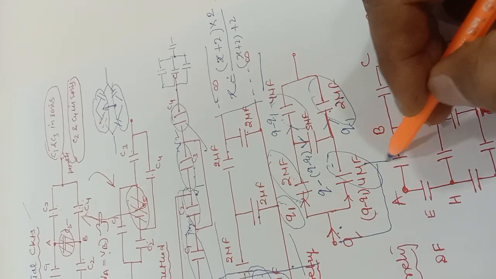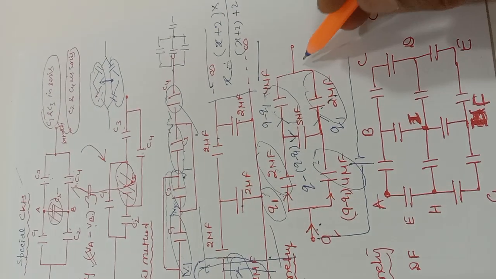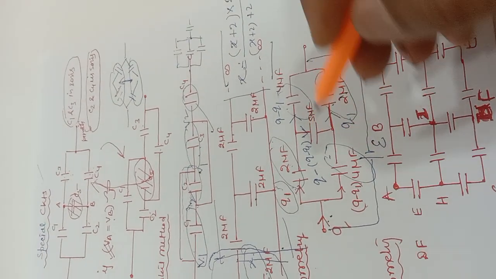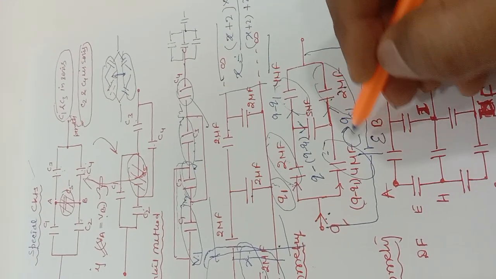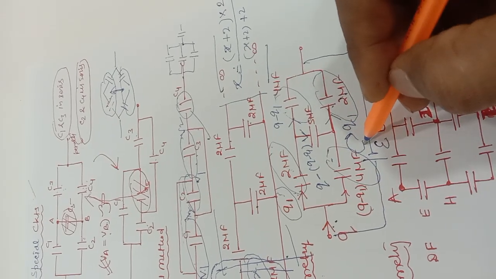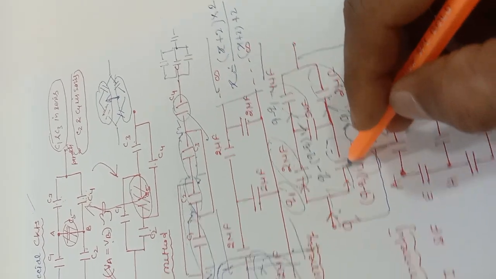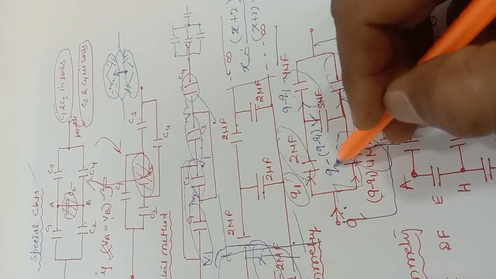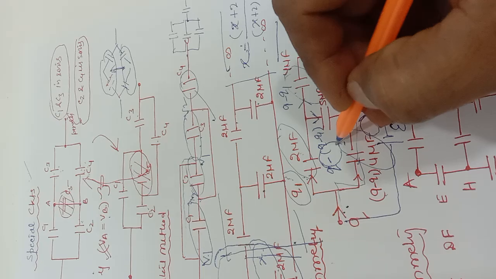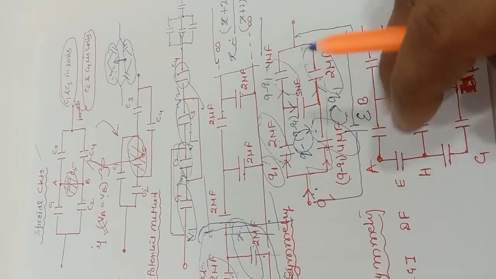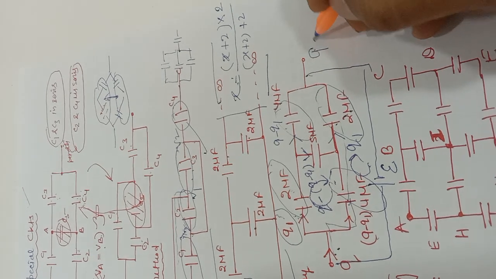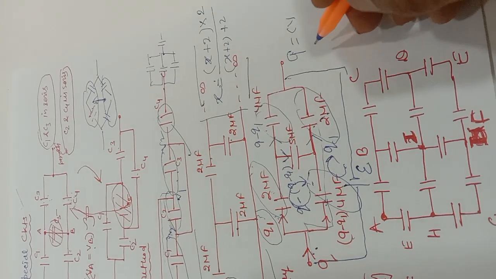Now let's say we have connected some battery E. Fine. So we will apply one loop in the given mesh, and one loop in the other given mesh. So with the help of these two meshes, we can calculate, as you know, Q is equal to CV.